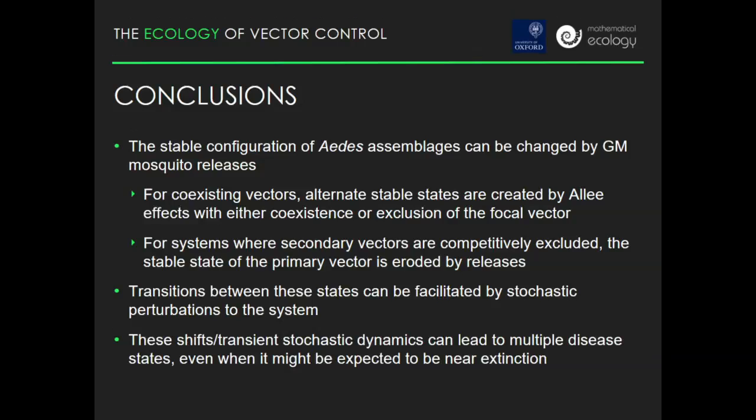So just some broad conclusions. Really, there can be a more complicated story than you would expect when it comes to mitigating disease vectors. You can create these stability surfaces that have more than one stable state, and stochastic processes are capable of shifting your system between these states.